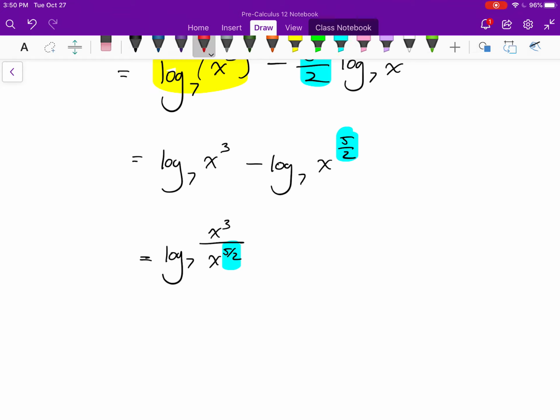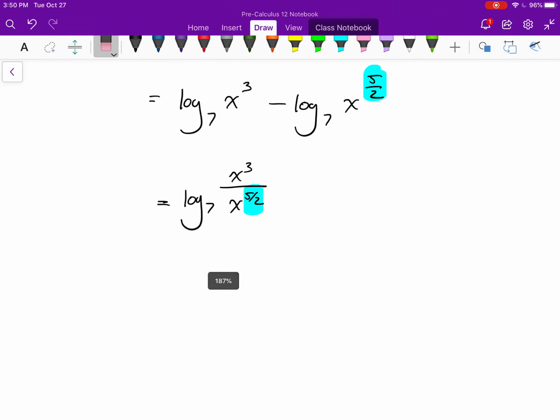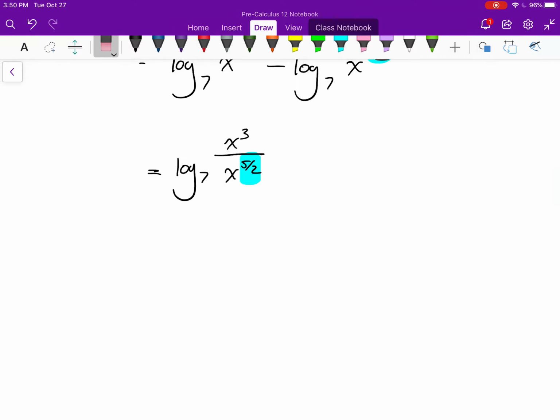And it's probably more obvious if I look at it this way maybe, but again, we can look at these in any direction. At this point, I can now use my exponent laws to simplify the input of this logarithm. This input, if you look inside the logarithm, I have x to the power of 3 divided by x to the power of 5 over 2. That means I can rewrite this as log base 7 of x to the power of 3 minus 5/2.